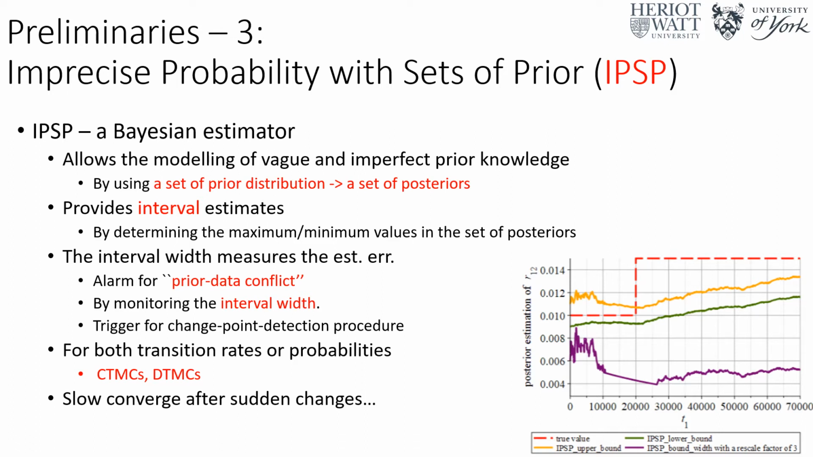Also, it's worth mentioning that IPSP has two versions for both transition rates in CTMCs and transition probabilities in DTMCs. However, a problem of IPSP and any other estimators is the slow convergence to the new ground truth value after a sudden change. And the right-hand side is a quick example.